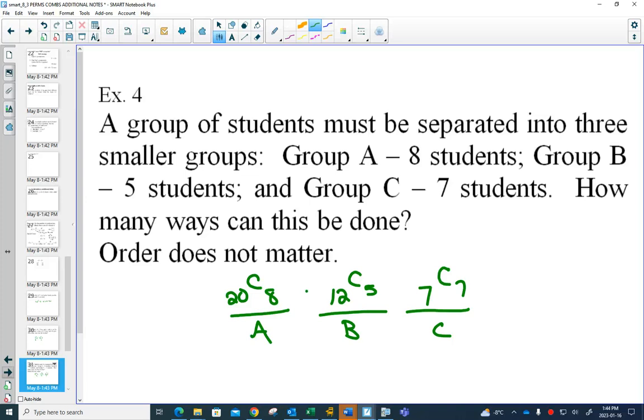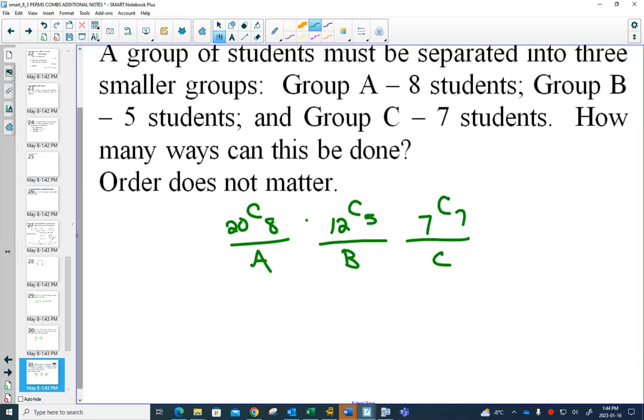Now, I'm going to leave a space here for some math, but I'm going to do it again. What happens if you chose your groups in a different order? What happens if you said, I'm going to choose group C first, then choose group A, and leave group B for the end? It should come out to the same number, you'd think, right?